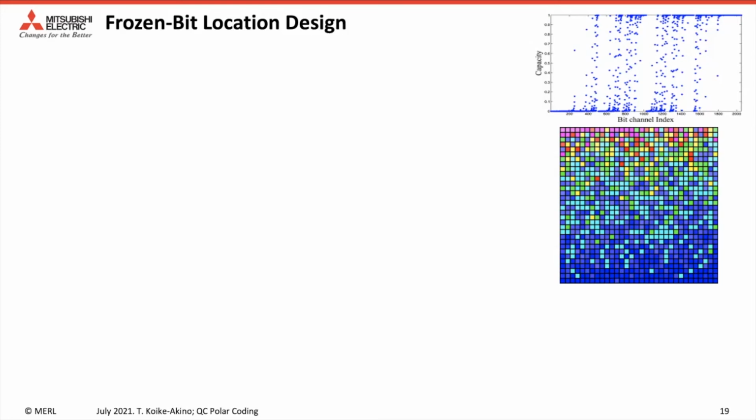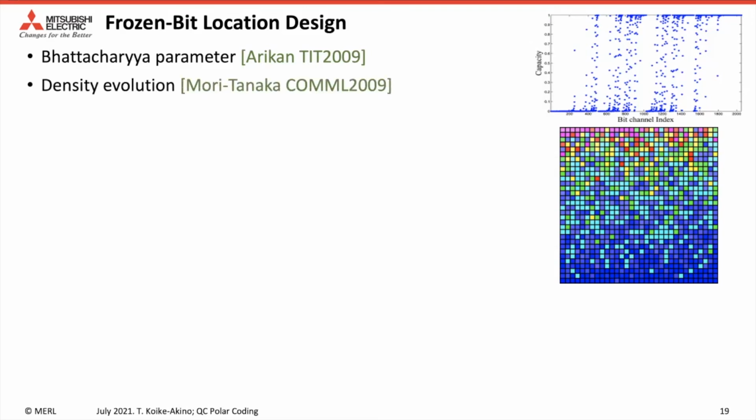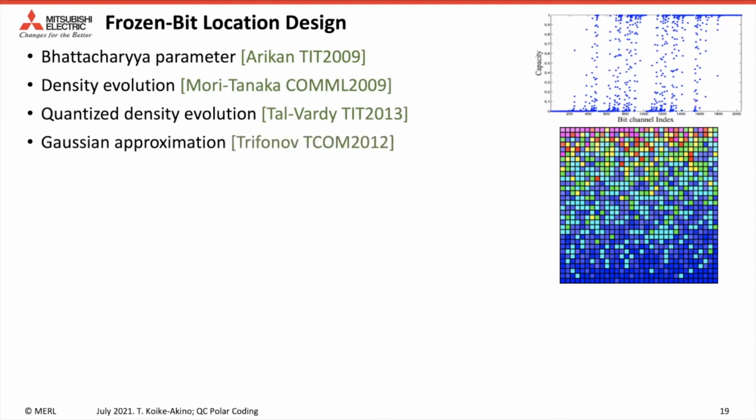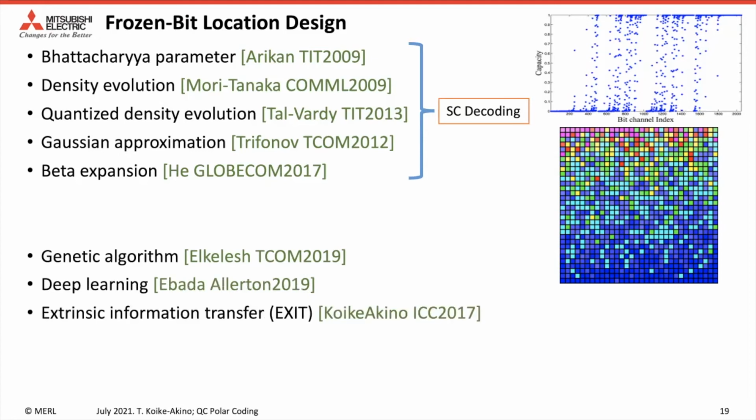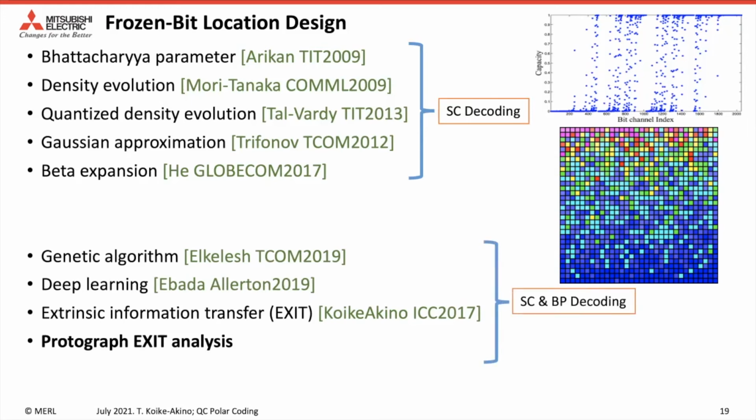We actually need to optimize frozen bit locations for BP decoding. The conventional approach is using the Bhattacharyya parameter. It was improved by density evolution, quantized density evolution, or Gaussian approximation. Recently, the beta expansion was proposed, but all are specifically for SC decoding. More recently, genetic algorithms, deep learning, and extrinsic information transfer were used. In this talk, we extend to use protograph-based analysis for both SC and BP decoding.